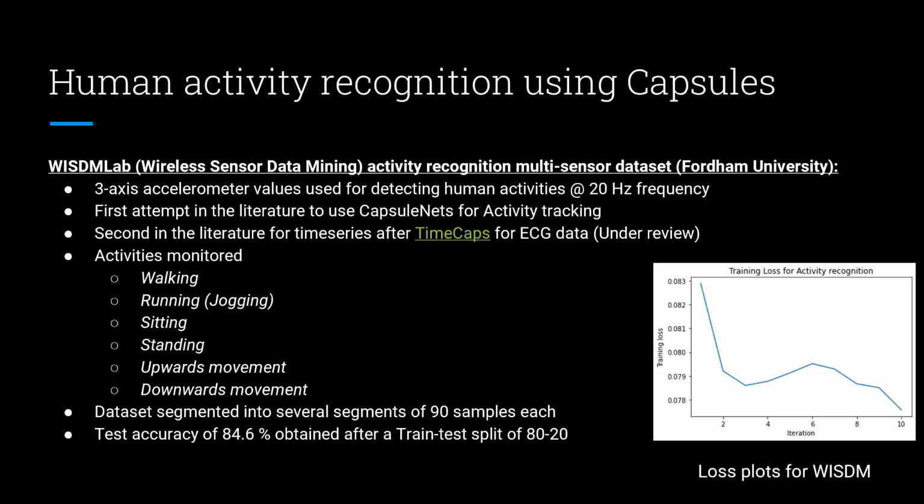This is the next project that I've implemented based on this particular concept, which is basically the first attempt in the literature to use capsule networks for activity tracking. We monitor around 6 activities like walking, jogging, sitting, standing, moving upwards, and moving downwards. This is done by using 3-axis accelerometer values, and the data is segmented into several segments of 90 samples each. We have a test accuracy of around 85%, which is obtained after a train test split of 80% and 20% respectively. You can have a look at the loss plots of the data set.